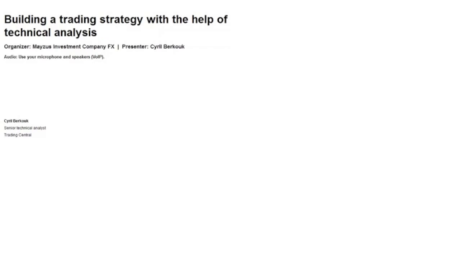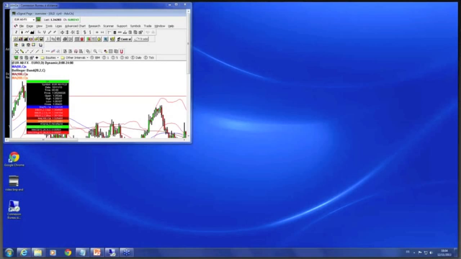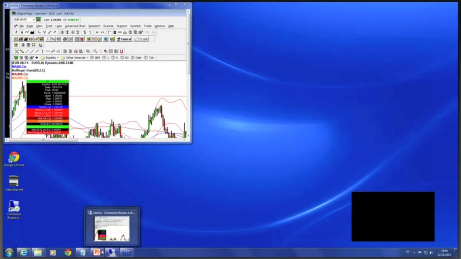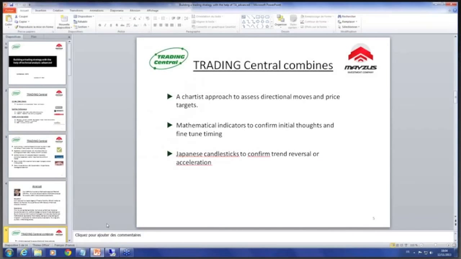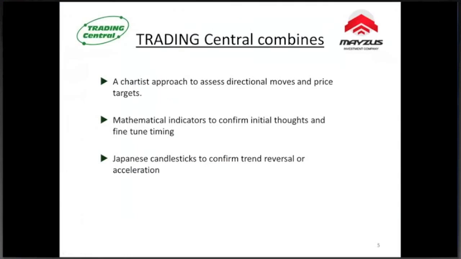Thanks. Hello everyone. So let's start with our presentation. Okay, just a quick word about Trading Central methodology. Trading Central combines complementary approaches to assess directional moves and price targets. We have a chartist approach, which refers to the analysis of technical patterns and volumes.